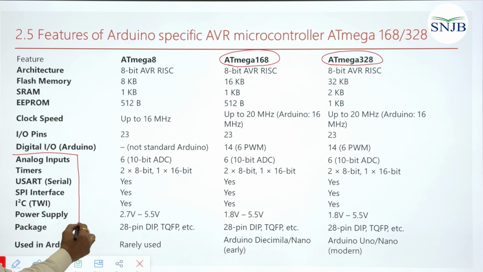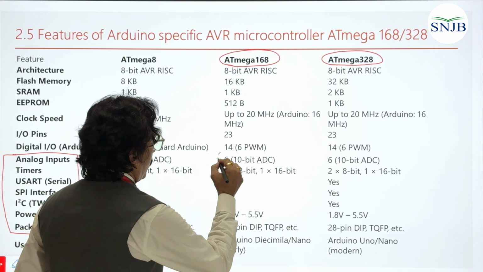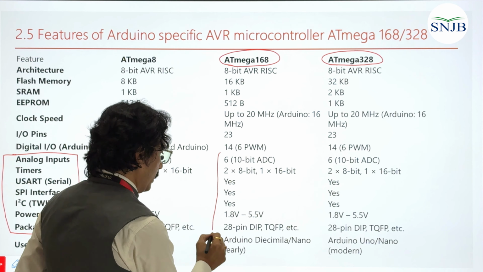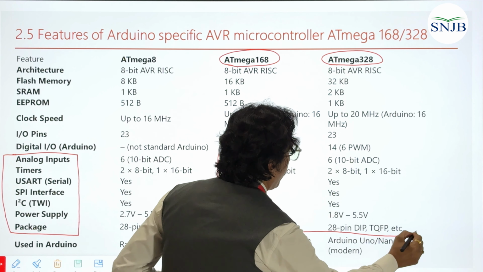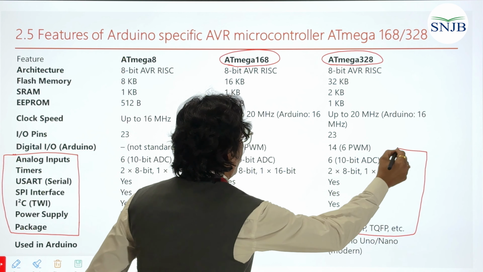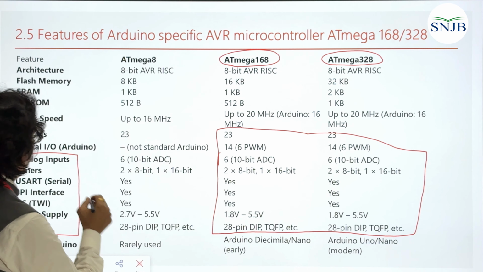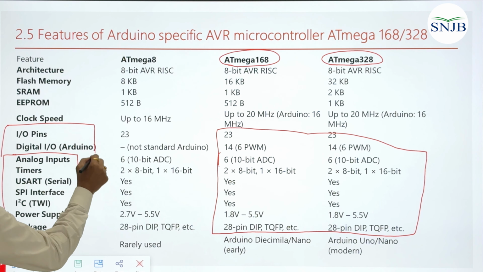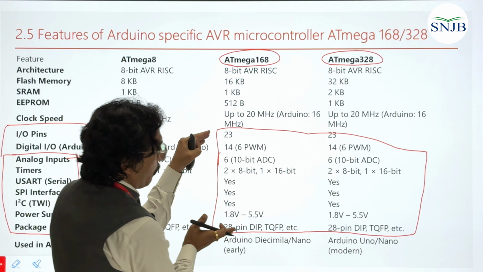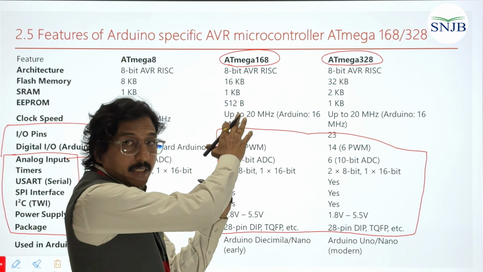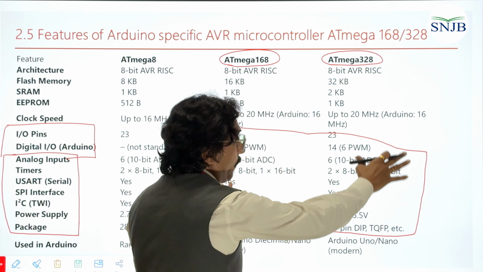that from digital input output to the package, as far as these parameters are concerned, these parameters are the same. Input output pins, up to the input output pins, these parameters are the same for ATmega 168 and ATmega 328.